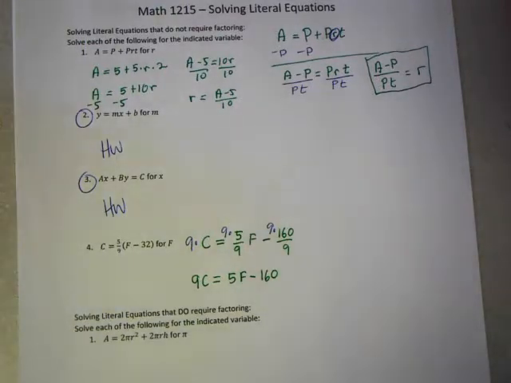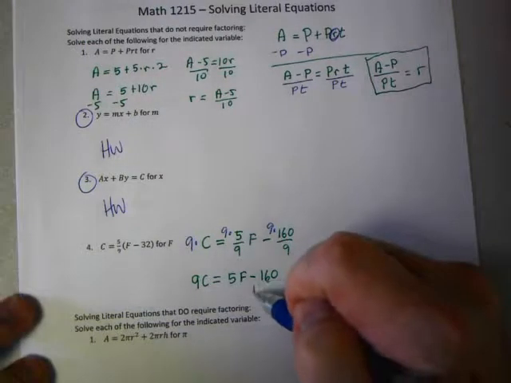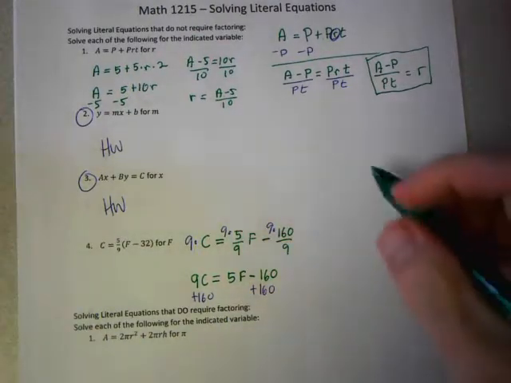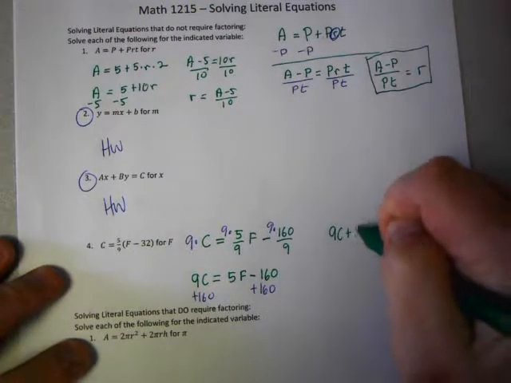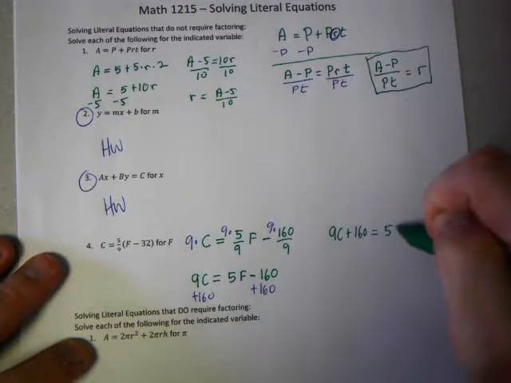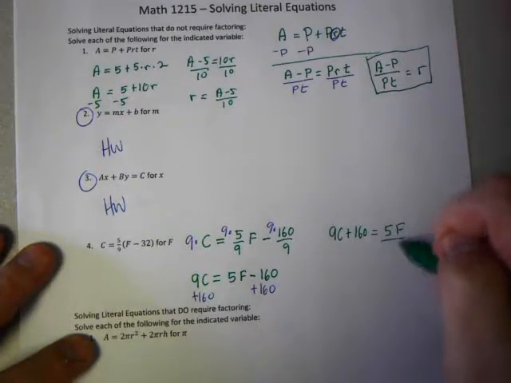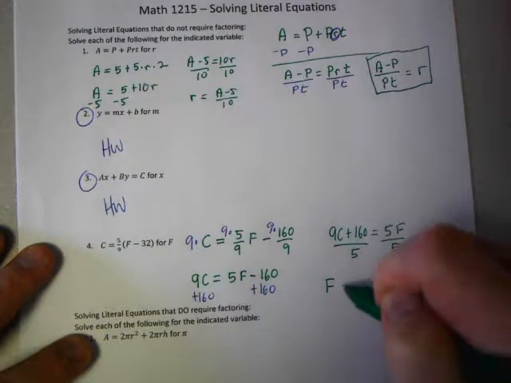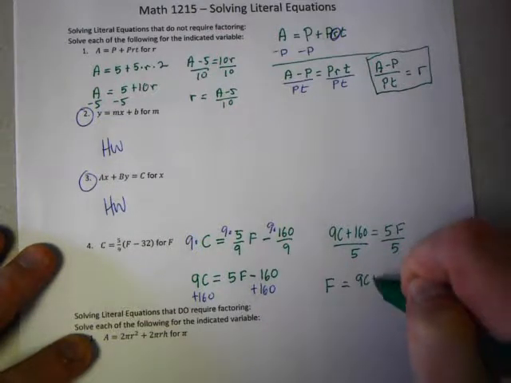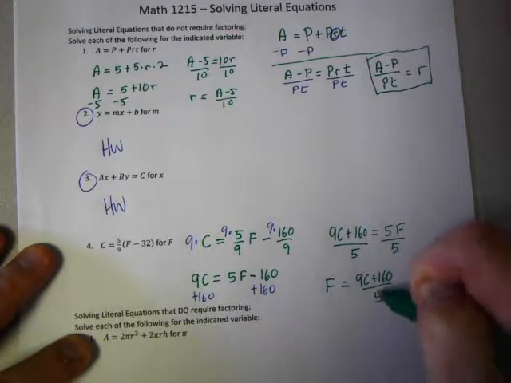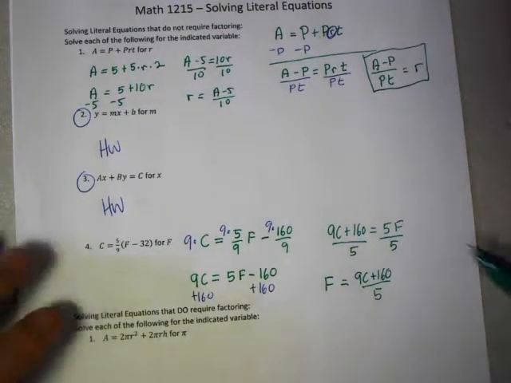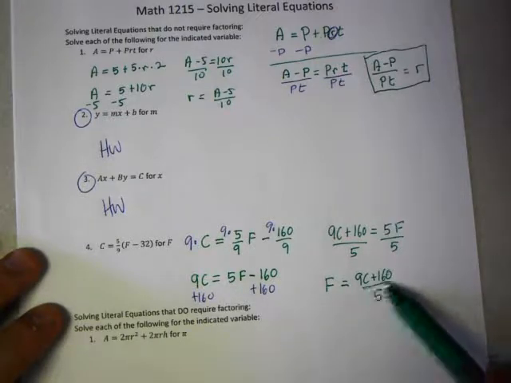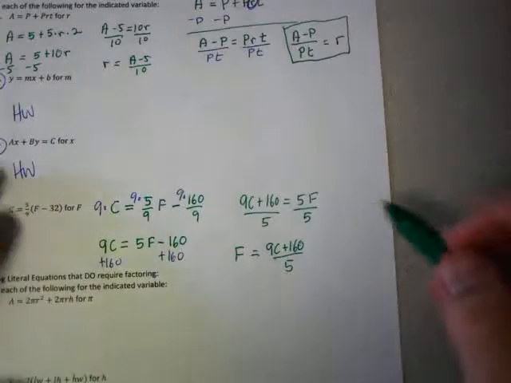Alright, well now that the fractions are gone, it's pretty straightforward. I add the 160 on both sides. 9C plus 160 equals 5F. And then finally, I divide by 5. And I could write my answer a couple different ways. I could write F equals 9C plus 160 over 5. What I cannot do is take the 160 and divide it by 5 directly. This big fraction bar tells me I have to divide everything by 5. So I could write it this way.